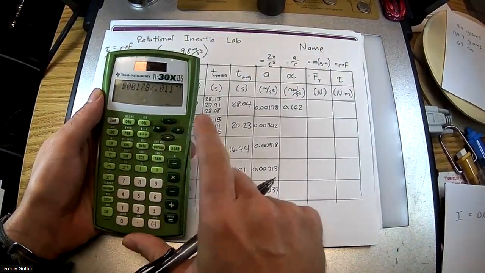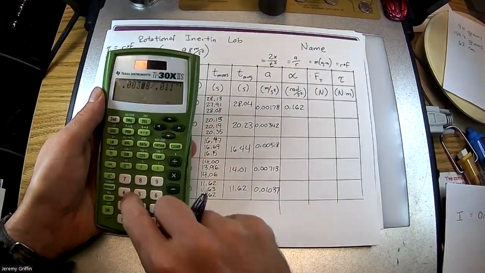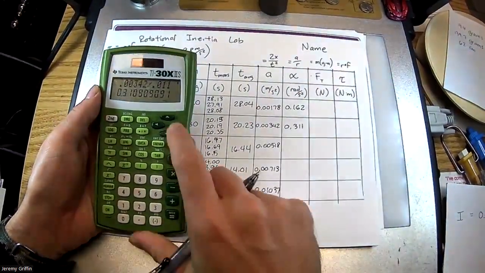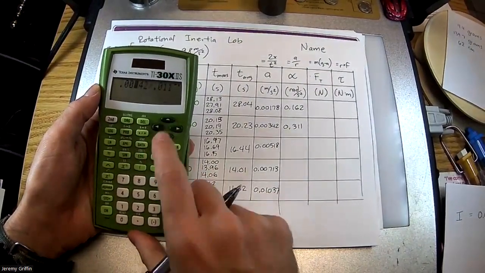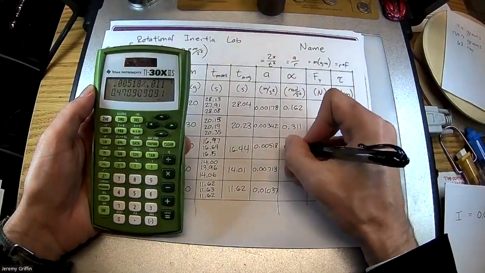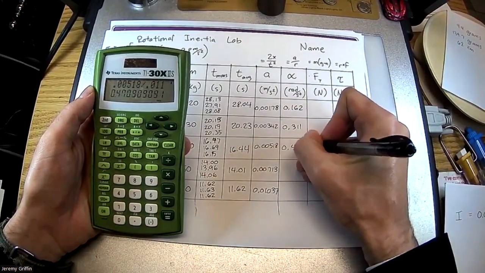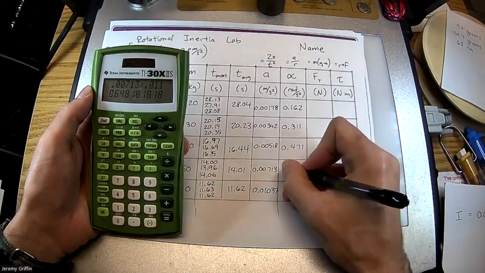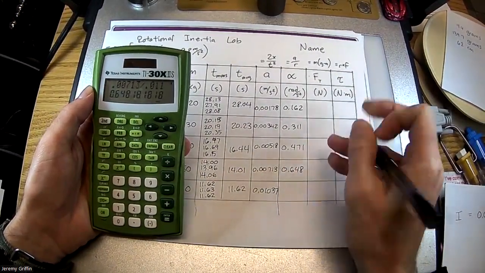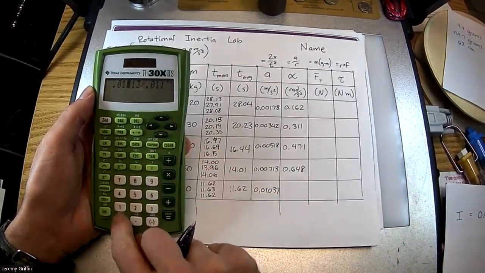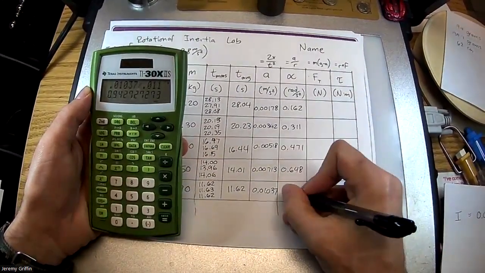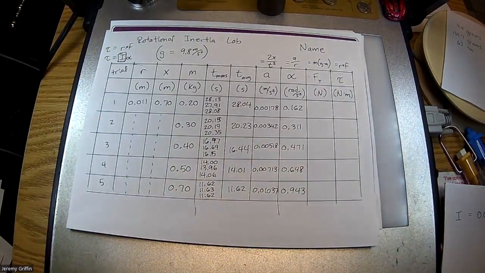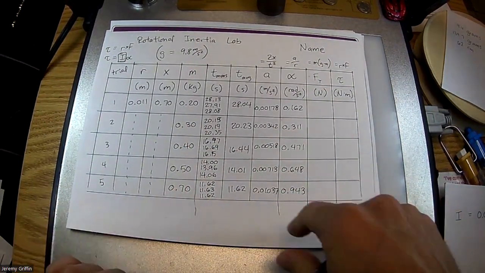Scroll up, scroll up. All right, well, okay. 0.00342: 0.311 radians per second squared. 0.471 radians per second squared. 0.00713: 0.648 radians per second squared. And 0.943 radians per second squared. Okay, so radians per second per passing second.